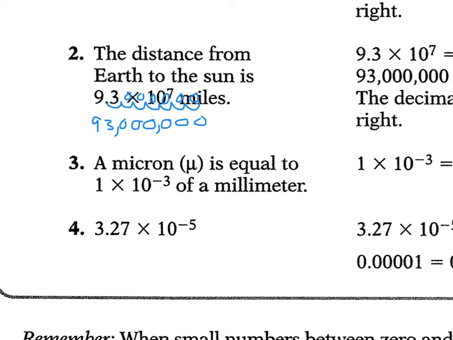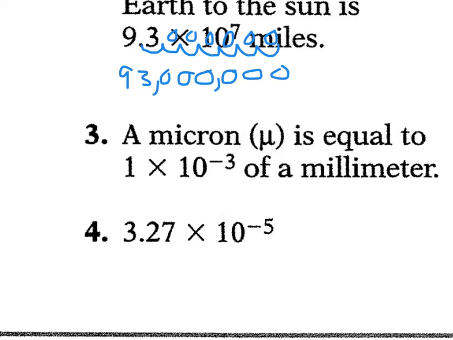Number 3, we have 1 times 10 to the negative 3rd power. So we're going to move this to the left now since our exponent is negative. So our decimal originally is there, and now we move it to the left 3 places. So 1, 2, 3, and now our decimal is right there. And we just fill in our zeros there. So we have 0.001, which would be 1,000th.